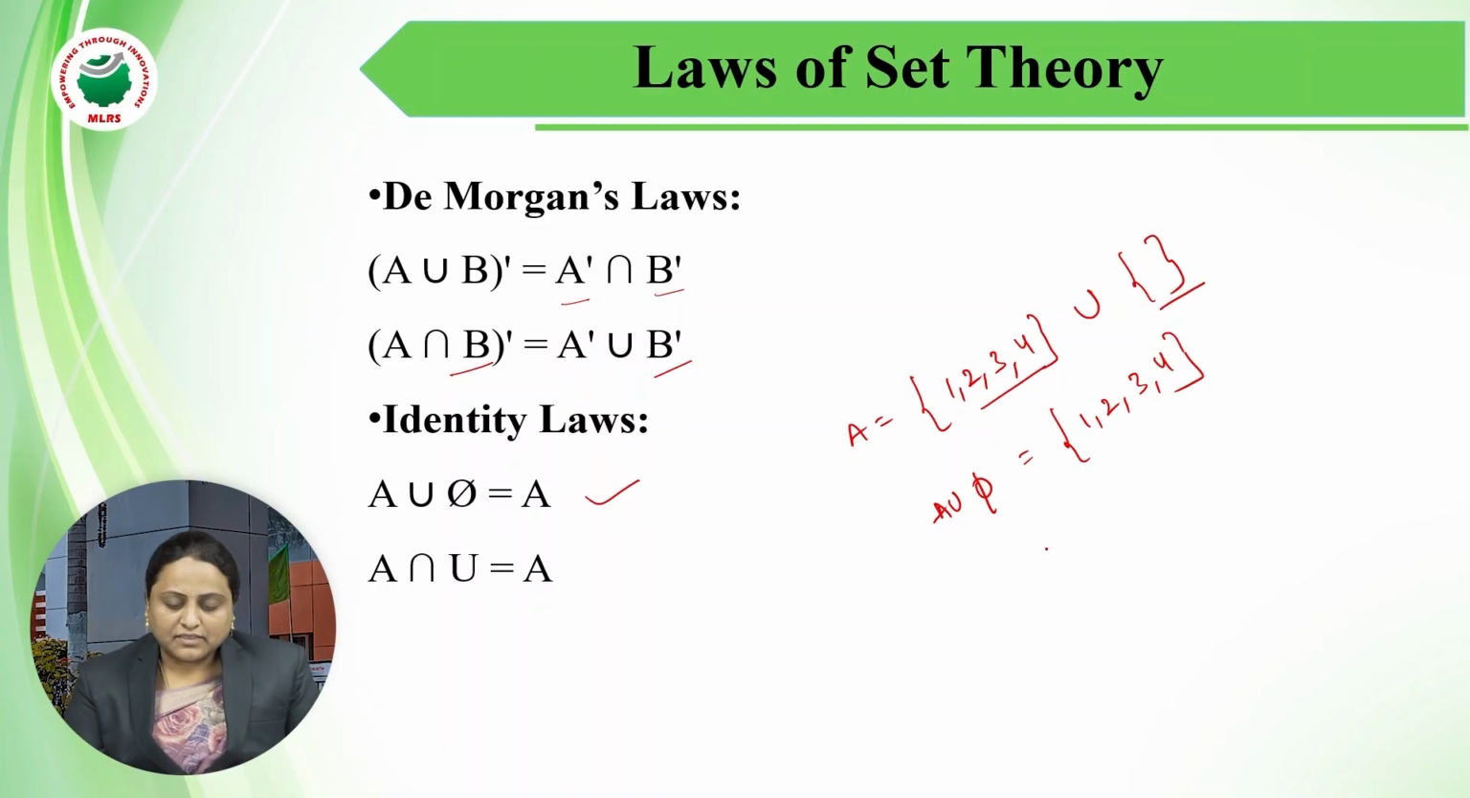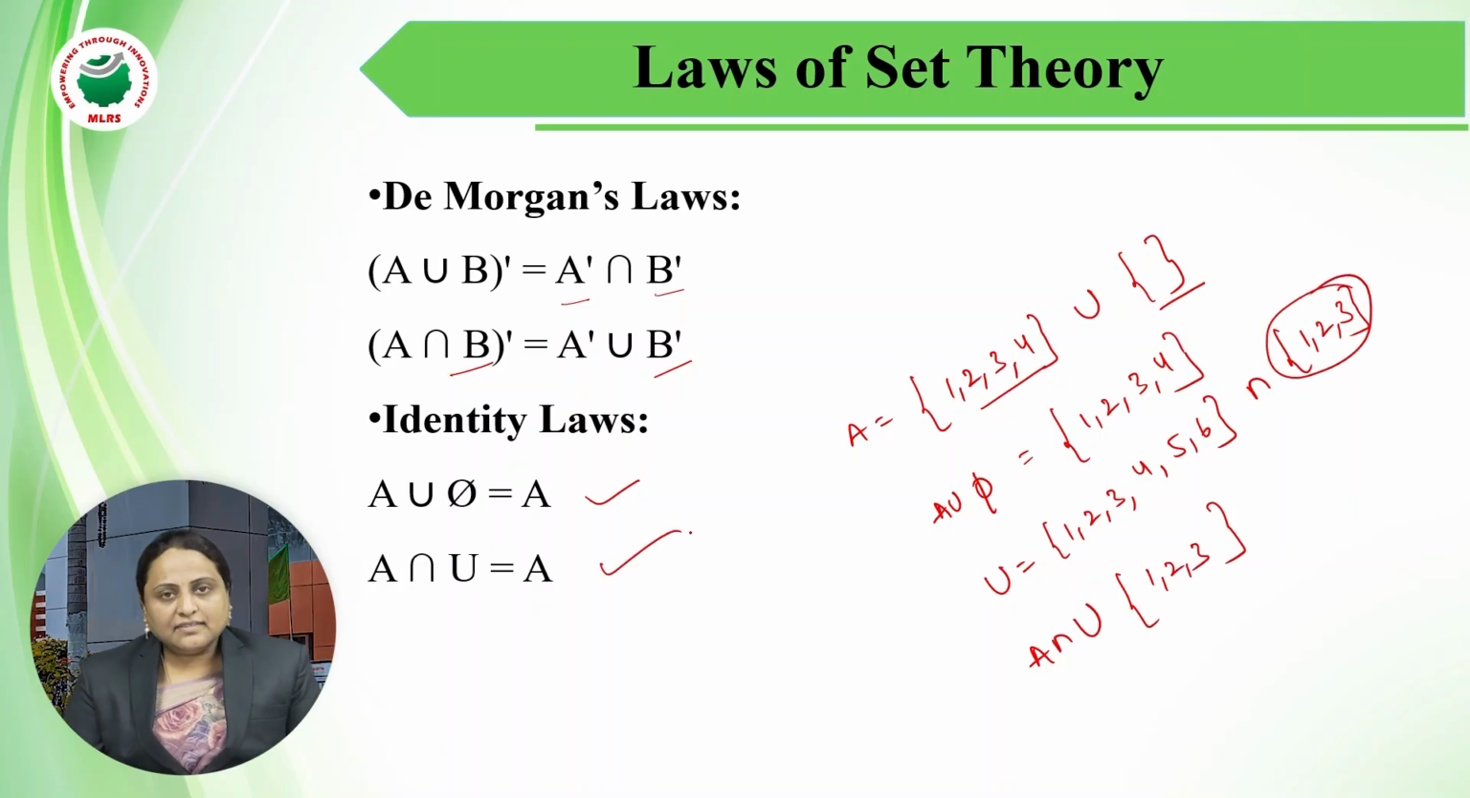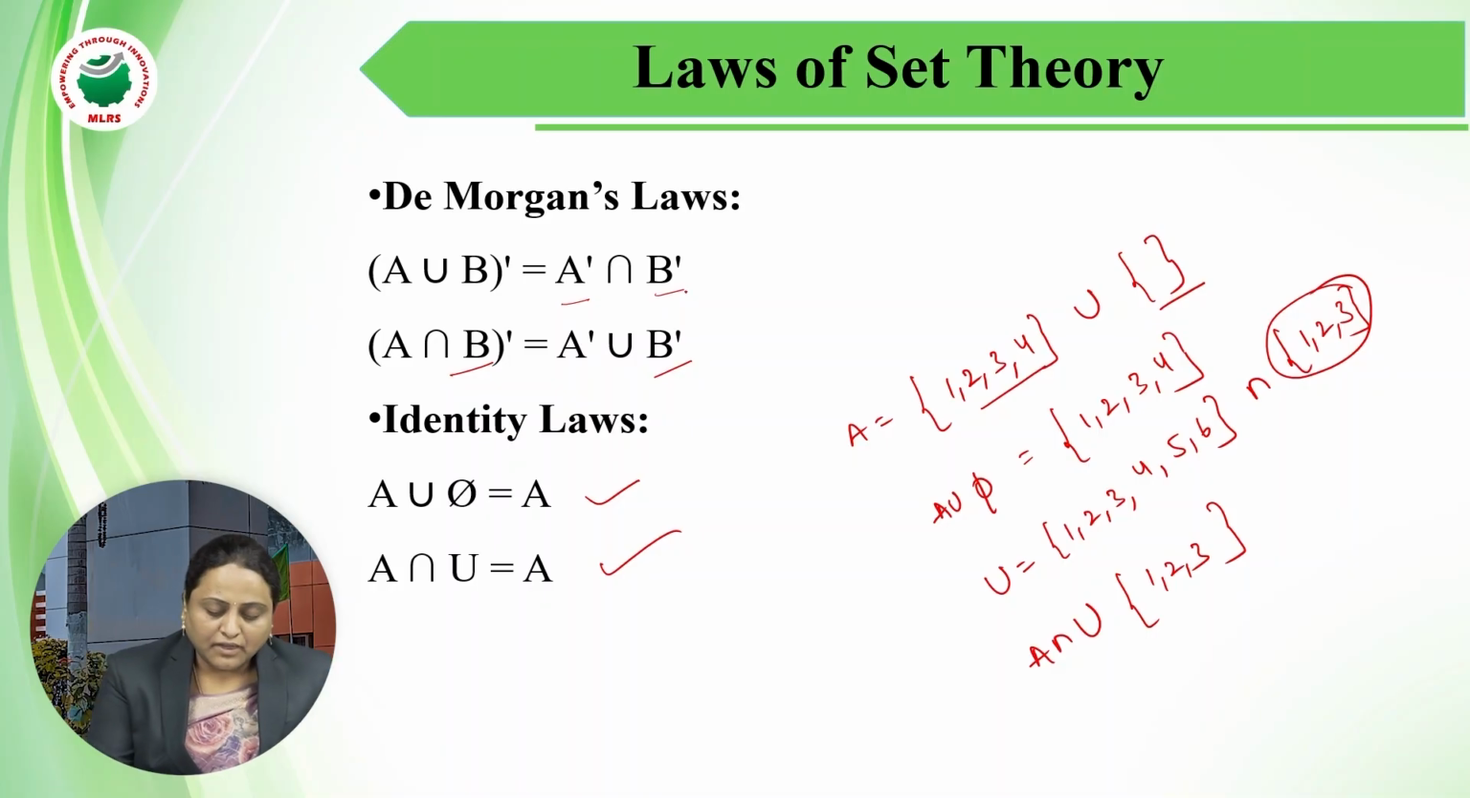Similarly, A intersection universal set. Suppose the universal set equals 1, 2, 3, 4, 5, 6 and A equals 1, 2, 3, for example. Intersection means we take only common elements. The common elements between the universal set and the given set are 1, 2, 3, which is nothing but our original set again. So we can say A intersection universal set equals A. The same thing can be applied for De Morgan's laws also. You can take some values and perform A union B whole complement, which will be equivalent to A complement intersection B complement. So these are the main laws of set theory.